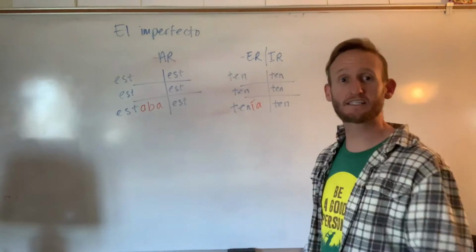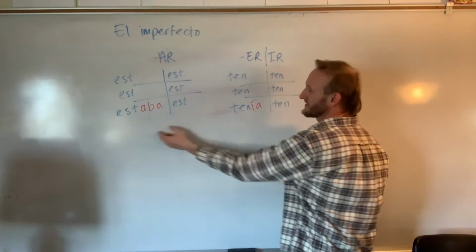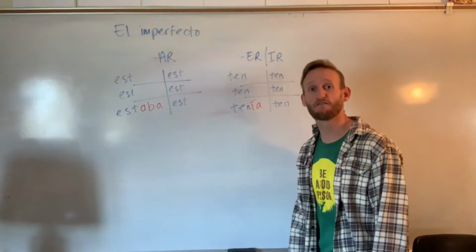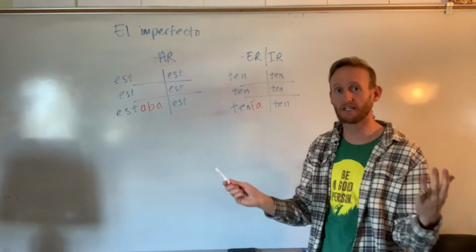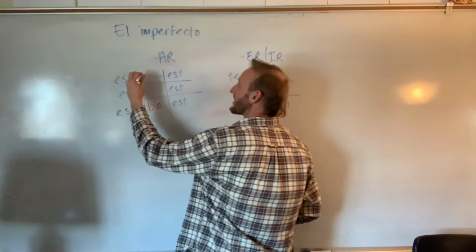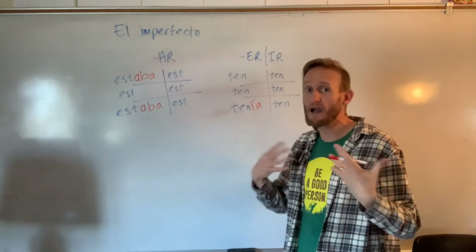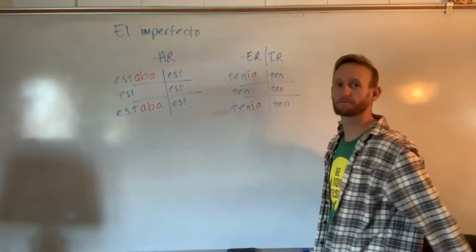Now, the really nice thing about the imperfect is that the él, ella is identical, the exact same conjugation as the yo form. So estaba can mean he was or she was, but it can also be yo estaba, I was, okay? Or yo tenía.